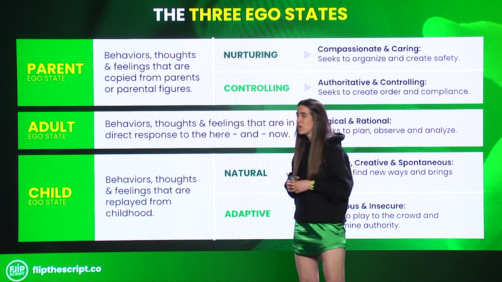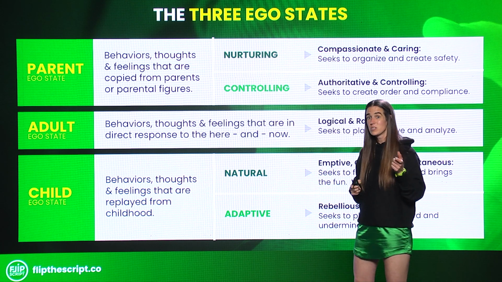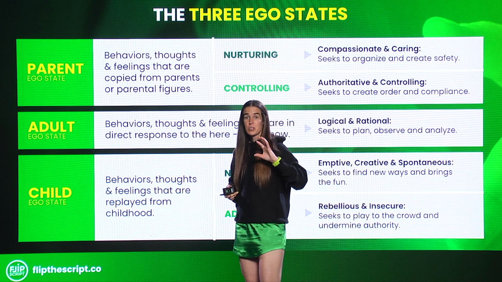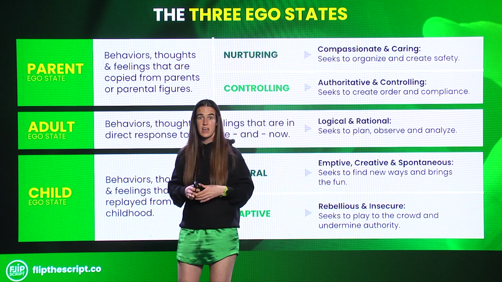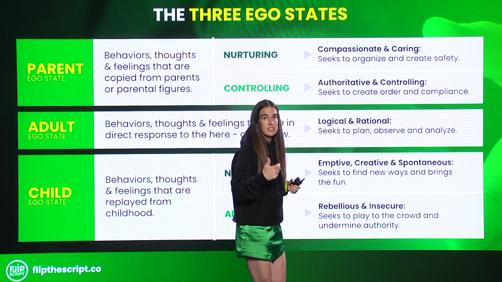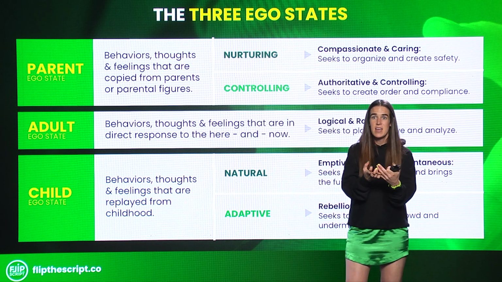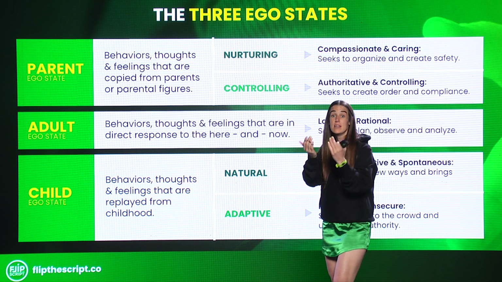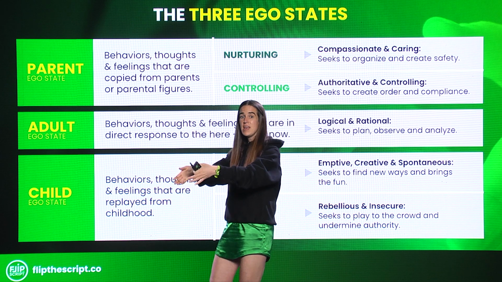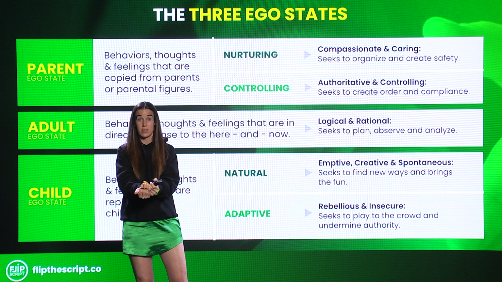The first is parent ego state. This is behaviors, thoughts, and feelings that are copied from your parents or parental figures, authoritative figures whenever you were younger. There are 2 sides of this ego state, nurturing and controlling. The nurturing parent ego state essentially seeks to organize some system of safety in order to create safety. So the agenda is on the child ego state, and it's to create some type of system of order to take care of the child.